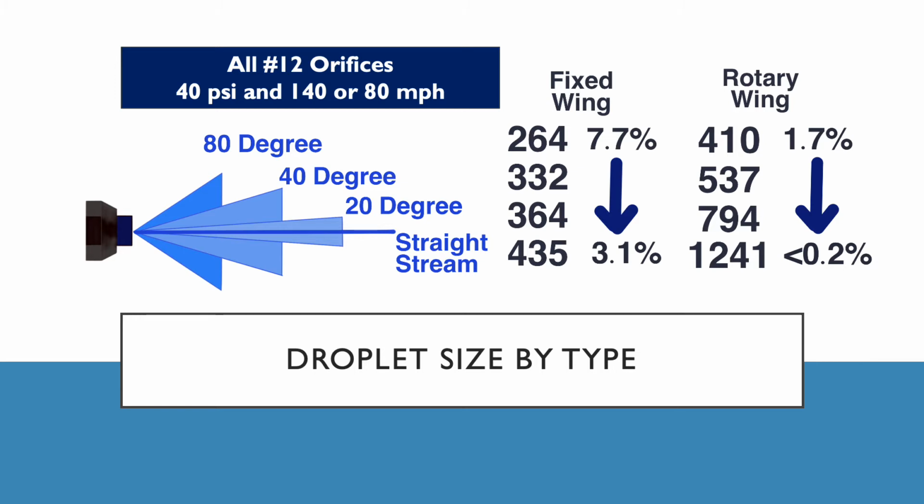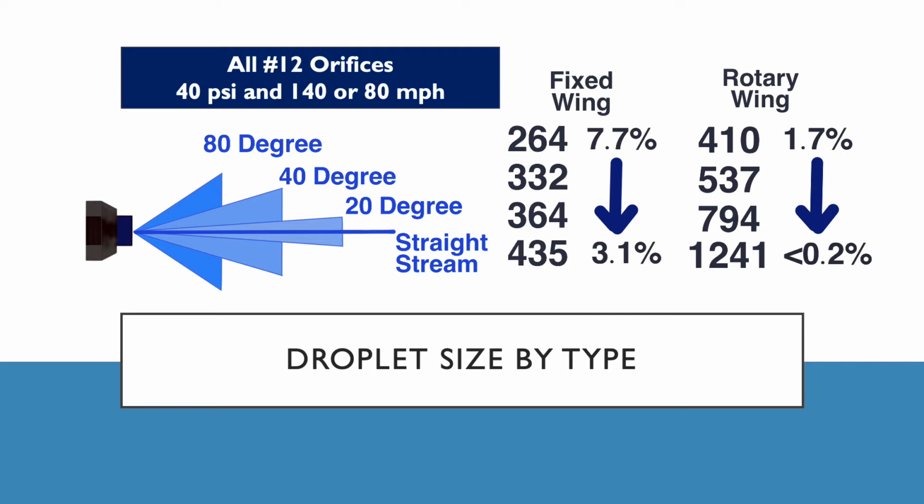So with the fixed wing, as we decrease our fan, moving from an 80 to a 40 to a 20 down to a straight stream, we see our VMD, our volume median diameter, increasing quite a bit from 264 microns up to 435. Correspondingly, we see our percent fines decreased. In this case, we're going from 7.7% down to about 3.1% fines.